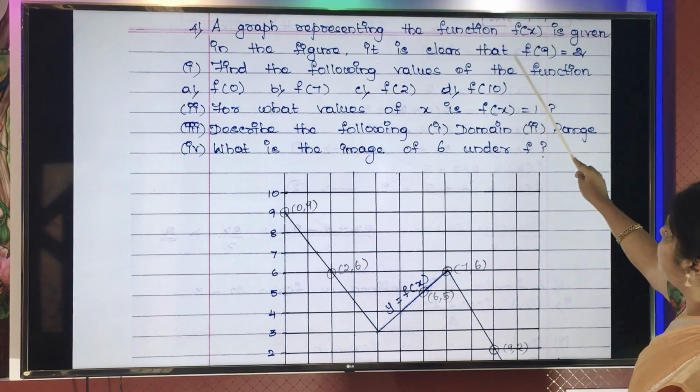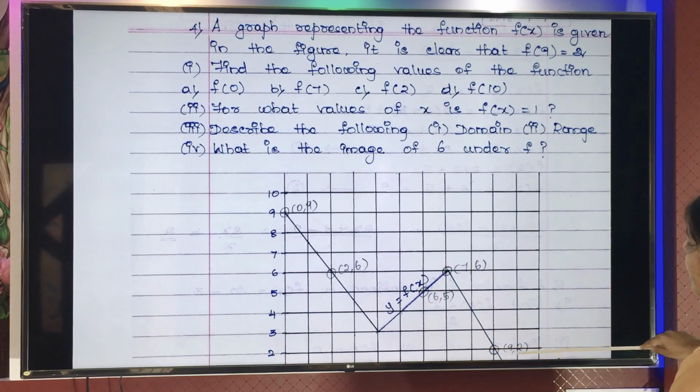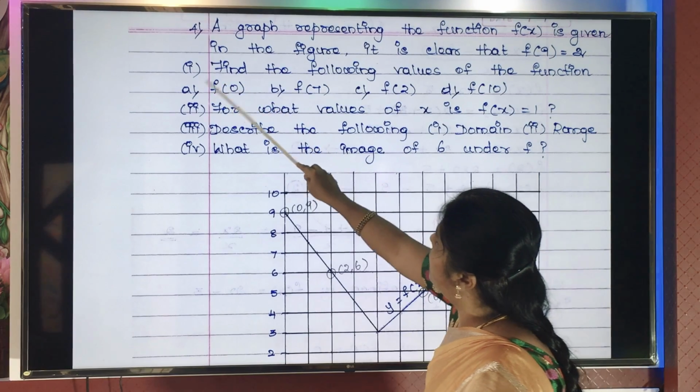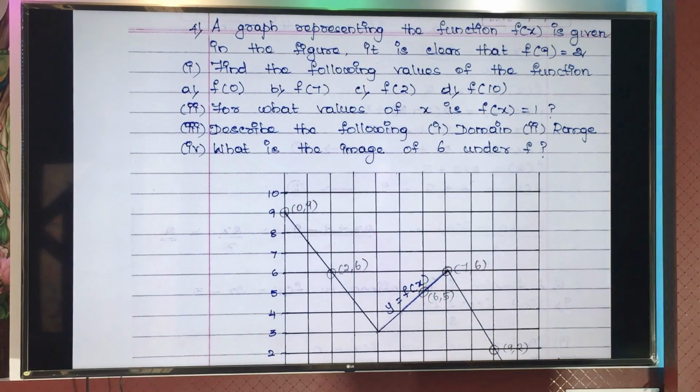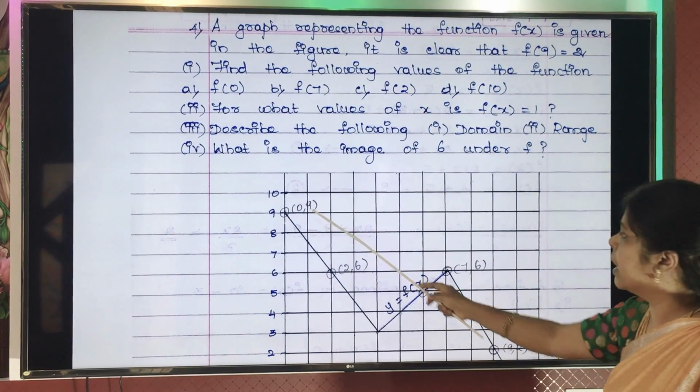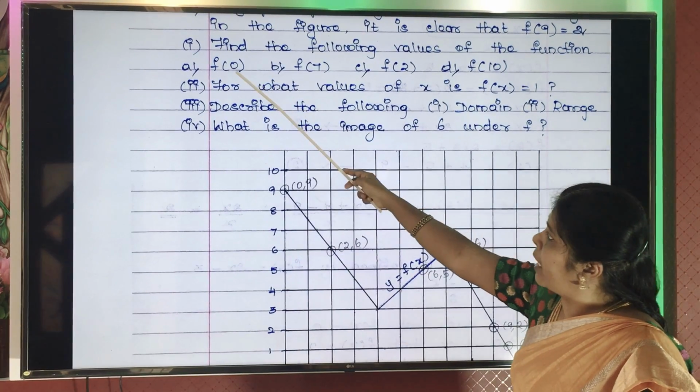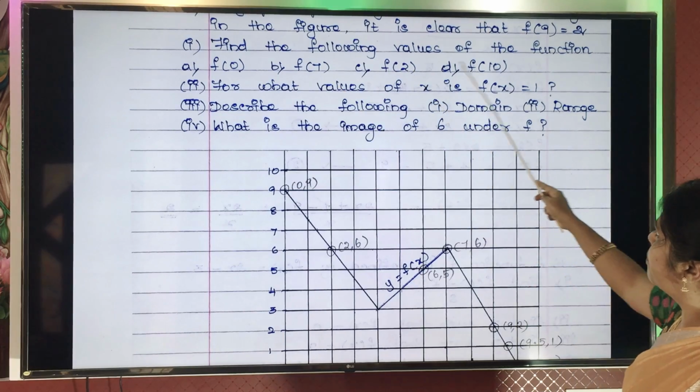So it is clear from the given graph that f of 9 is 2. They are asking us, first question, find the following values of the function. That is why I have marked all this in the graph. What all you need to find? F of 0, f of 7, f of 2, f of 10.